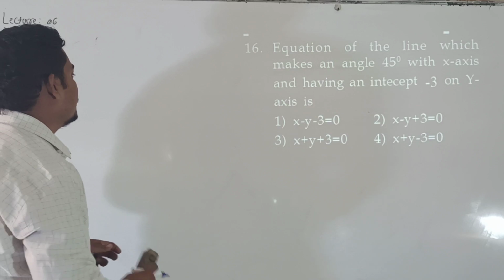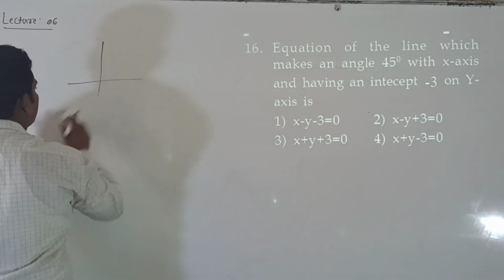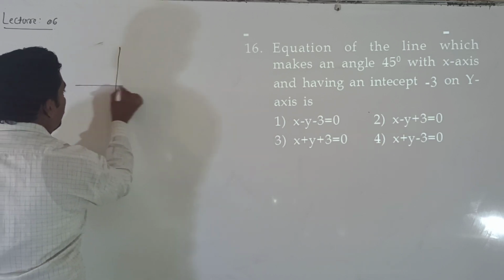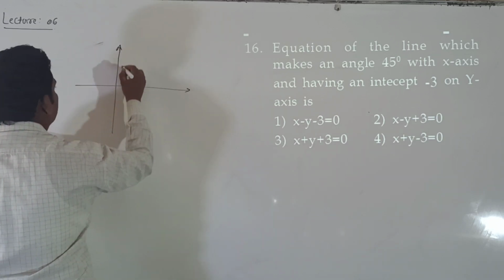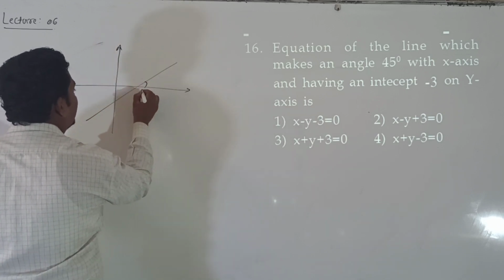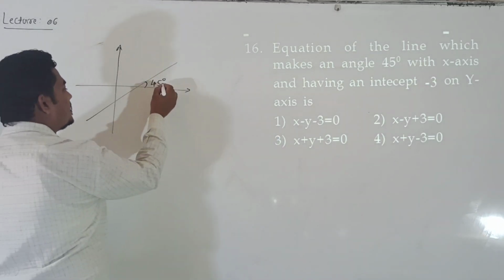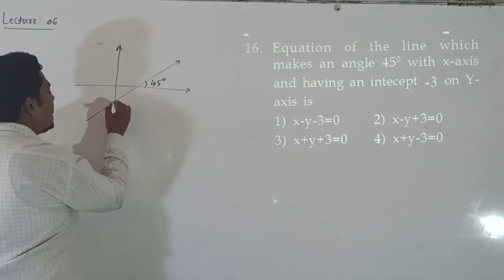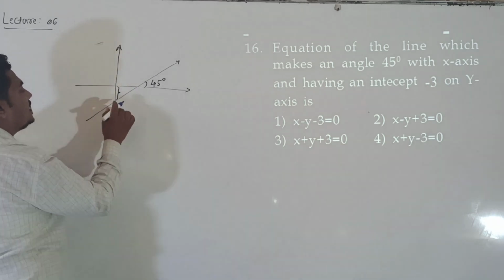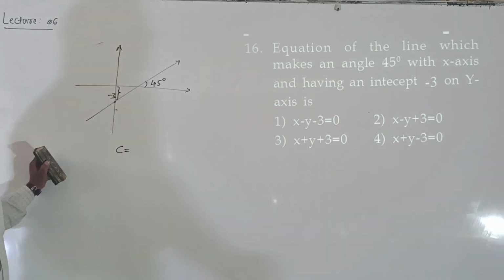Y-intercept is -3. Clearly this is our required line. The angle made by the line with the x-axis is 45 degrees and its y-intercept is -3. Means in this case this is -3. In this case, what have they given?